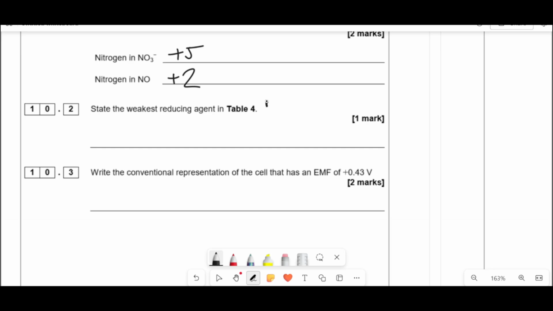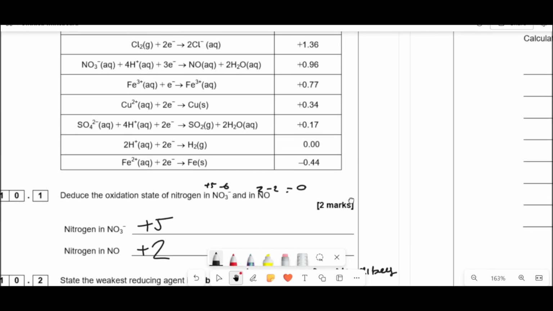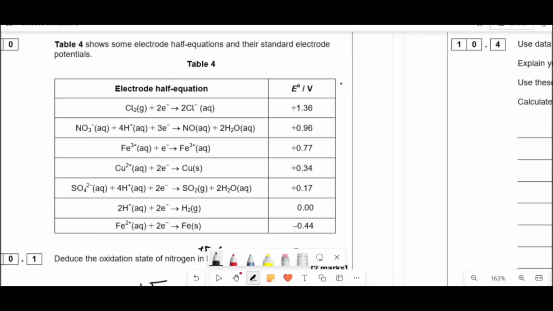Now it says, what's the weakest reducing agent? Remember, a reducing agent is what gets oxidized itself. It oxidizes itself and reduces something else. So we need to look for whatever here is the worst thing at getting oxidized, basically. So our options are here. The more negative the E value is, the more it's going to be oxidizing. So in that case, the most positive is the worst self-oxidizer and worst reducer of other things, which is going to be this. So it's Cl.